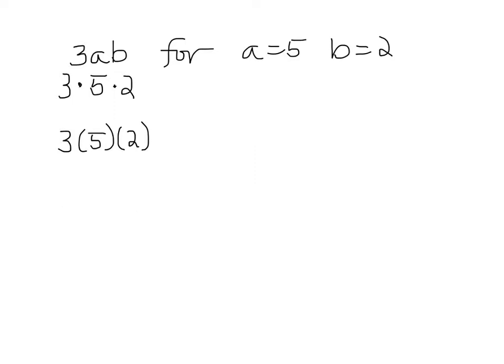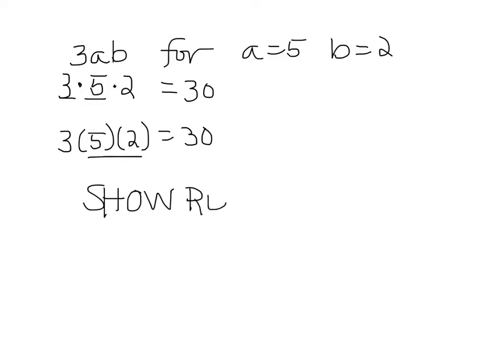When I'm multiplying, it doesn't matter what order I do it in. I can say 3 times 5, which is 15, times 2 is 30. I could look at it as 5 times 2, which is 10, times 3, which is 30. Because order doesn't matter when I'm multiplying, that's not an issue. So honestly, the big message here is that you must show replacement before you do the math.